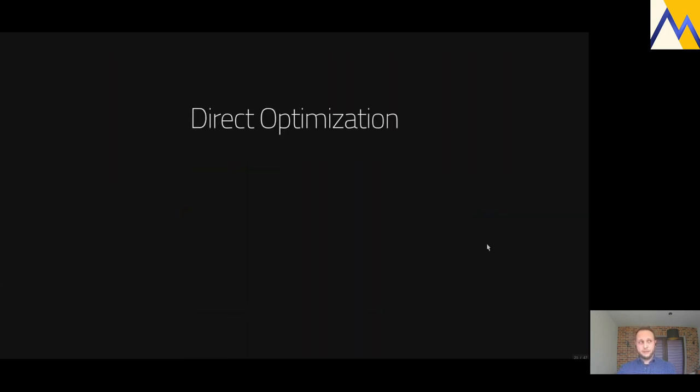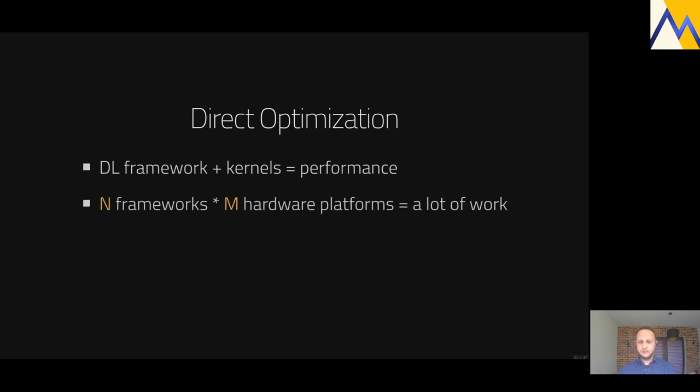Okay, using the kernels in the framework in which the model was initially created and trained is sometimes called direct optimization. And it's done in many, many existing and popular frameworks. Basically, it's all about getting performance from applying specific kernels for specific hardware in some deep learning framework. But there is a problem, actually.